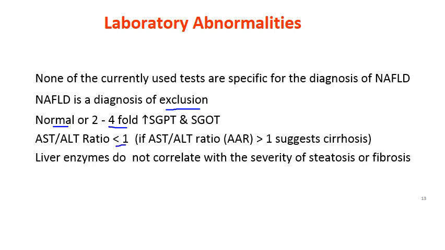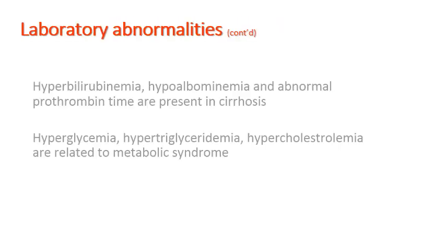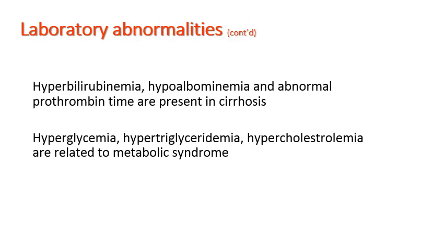But if we find this is reversed, this suggests that cirrhosis has developed. Liver enzymes do not correlate with the severity of steatosis or fibrosis. Other laboratory abnormalities can be seen after cirrhosis develops in the form of hyperbilirubinemia, hypoalbuminemia, and abnormal prothrombin time. These are due to the complication.